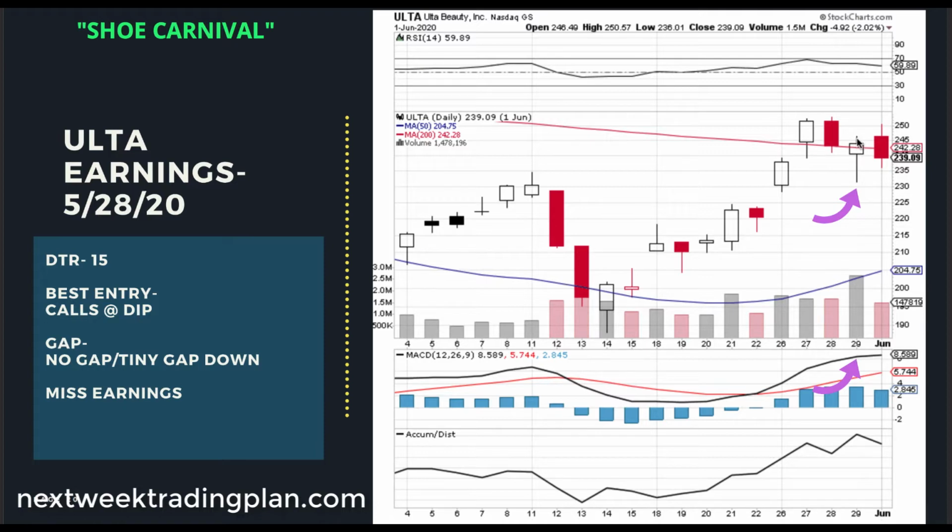So this is why you need to first be aware of it. That way, if it does occur, you're going to be ready so you don't fall into that trap. So you see that really no gap, a tiny little gap down, and it just shoots lower at the open, but then recovers for the day. That'll piss you off, and that's what we call the shoe carnival.